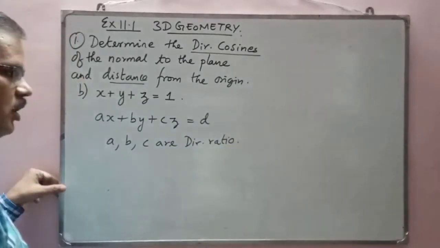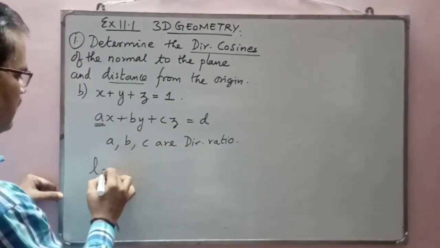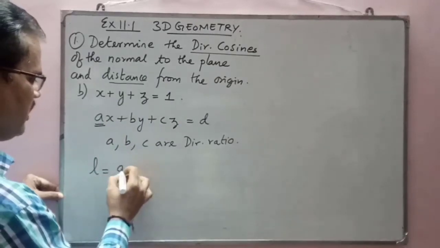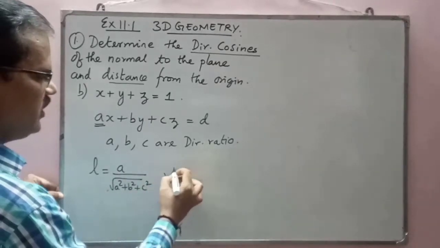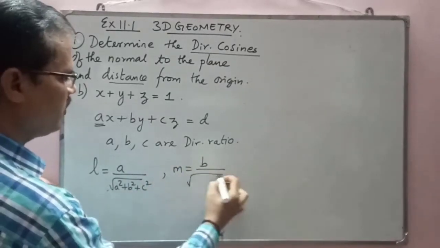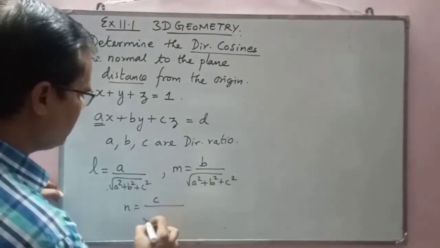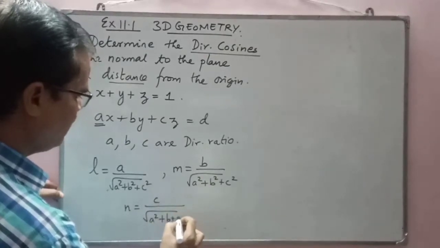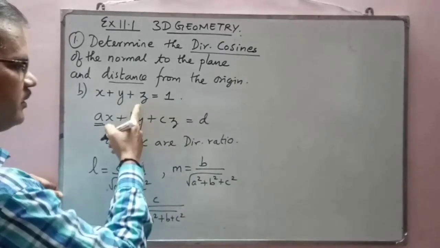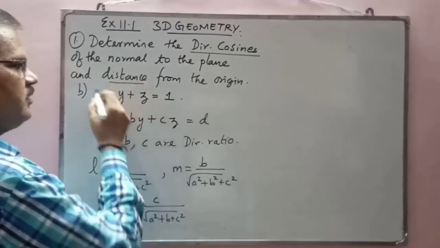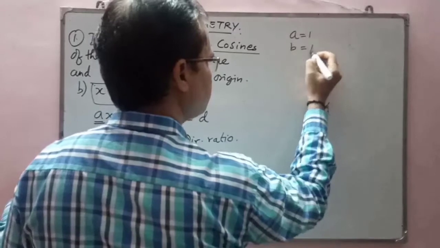We have already learned how to convert direction ratios to direction cosines. The direction cosines are: l is equal to a by root of a square plus b square plus c square. In the same way, m is equal to b by root of a square plus b square plus c square. N is equal to c by root of a square plus b square plus c square, where l, m, n are direction cosines. We are going to apply the same formula here. Can you identify what is a, what is b, and what is c in the given question? Yes, a is 1, b is 1, c is also 1.